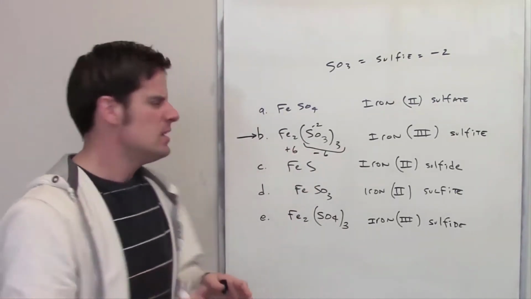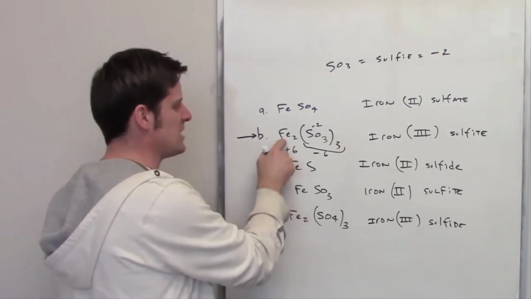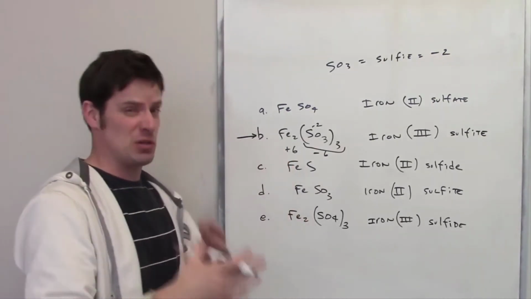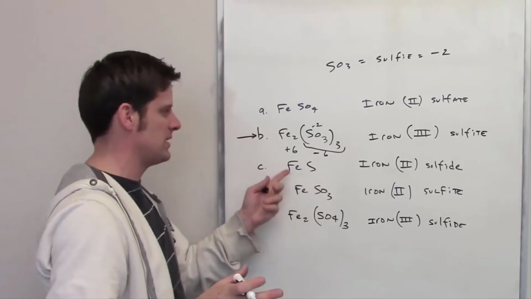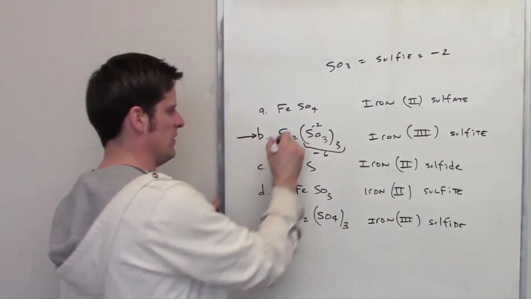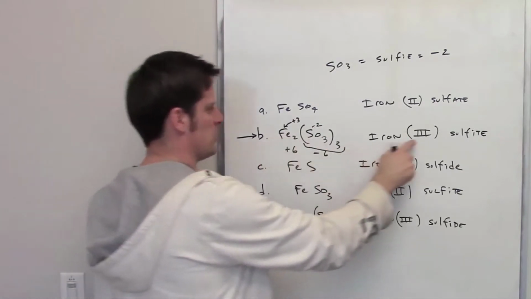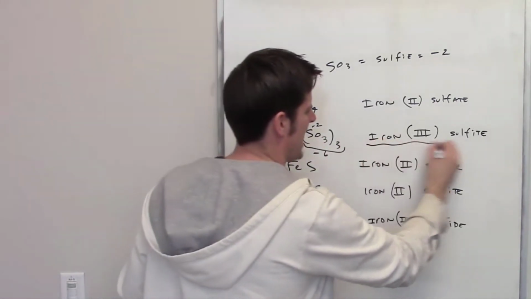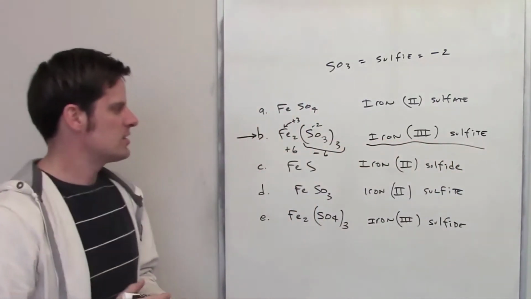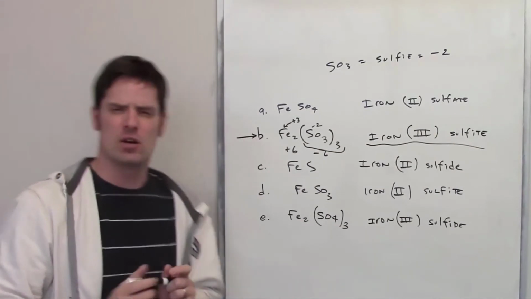Does that make sense? So what does the overall charge of each of those individual irons have to be? Since there are 2 of them and combined they have to equal plus 6, each of them individually is plus 3. So this is iron(III) sulfite. That is the correct name for that formula. Hopefully you're okay with that.